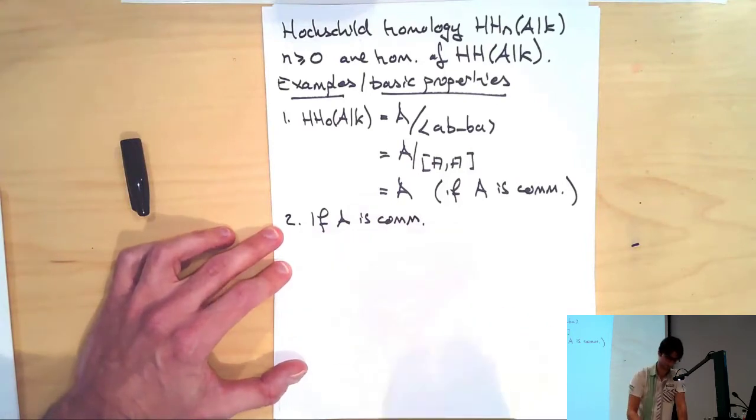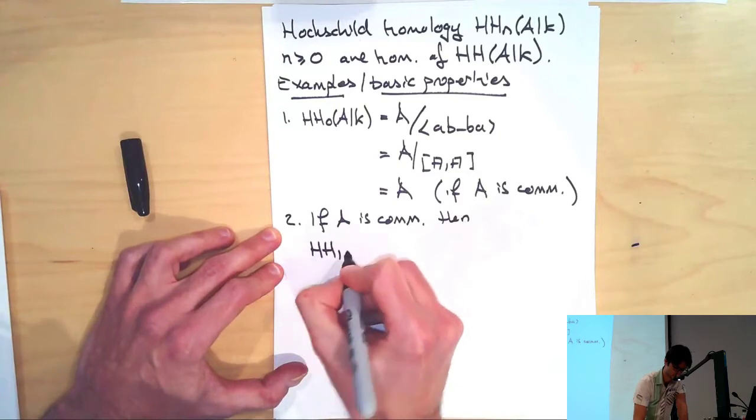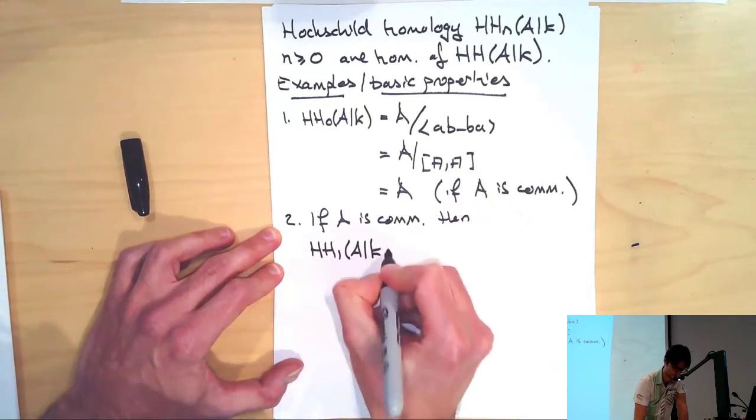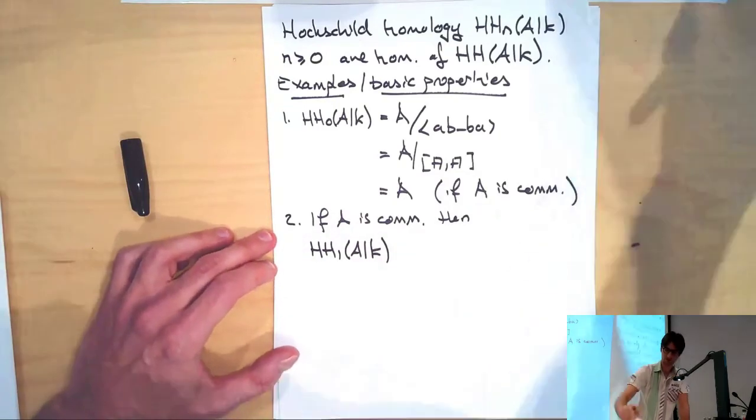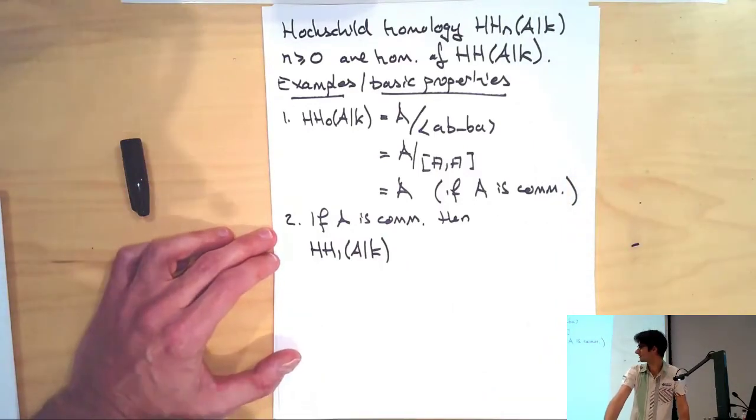let's calculate HH1. Oh, so I'm allowed to point at this, but I'm allowed to write on it. Okay. So for H, no, but then you can't see me, can you? So if I bring this back here.